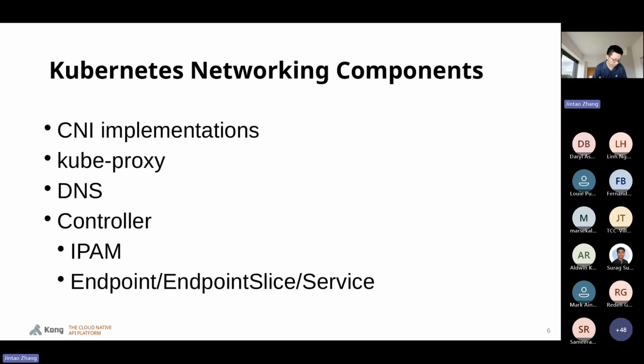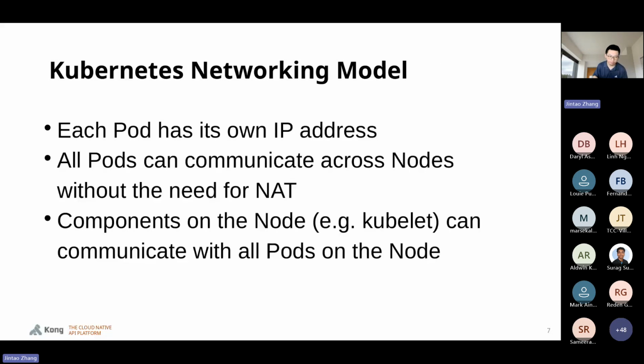Although they may appear complex, they all follow the most basic model. It's the Kubernetes networking model. The Kubernetes network model includes three concepts. The first one is that each pod has its own IP address.